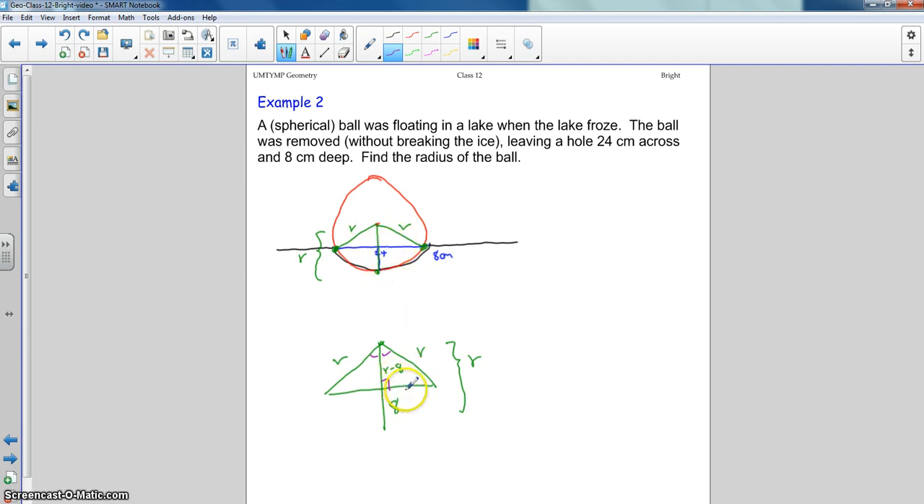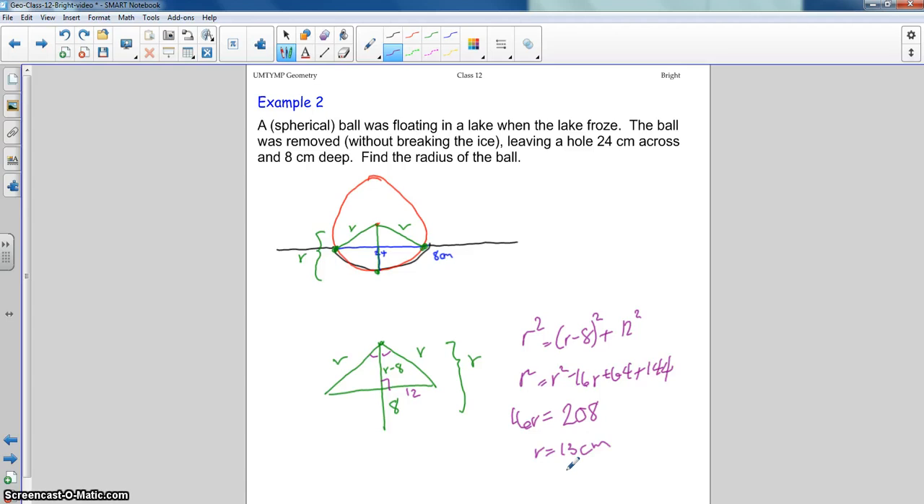ends up being 12, a distance of 12 over here, and so then with that I can make my Pythagorean theorem. r squared is equal to the quantity r minus 8 squared plus 12 squared, and simplifying this, r squared is equal to r squared minus 16r plus 64 plus 144. Okay, and then I simplify this some more. 16r is equal to 208. And so r is going to be 13 centimeters. So this tells us that the radius of the ball was 13 centimeters.